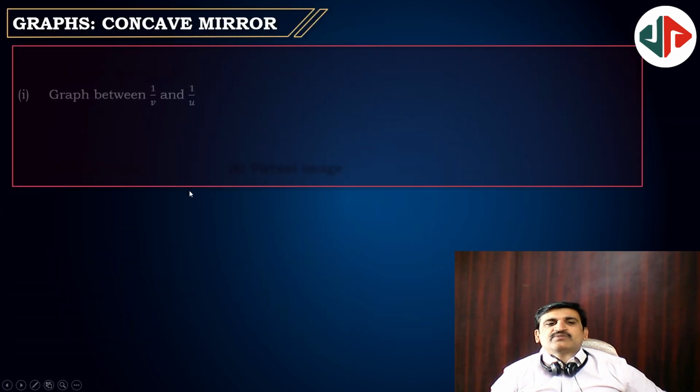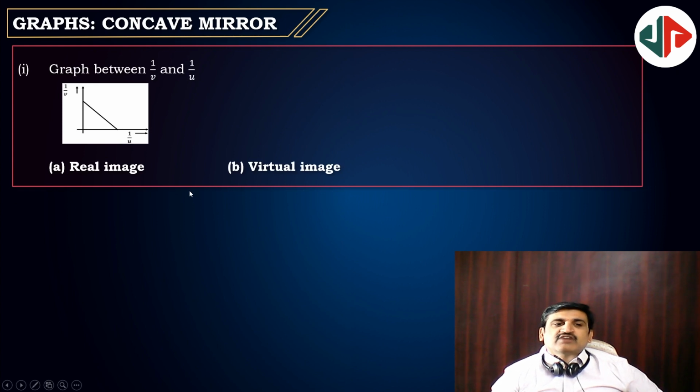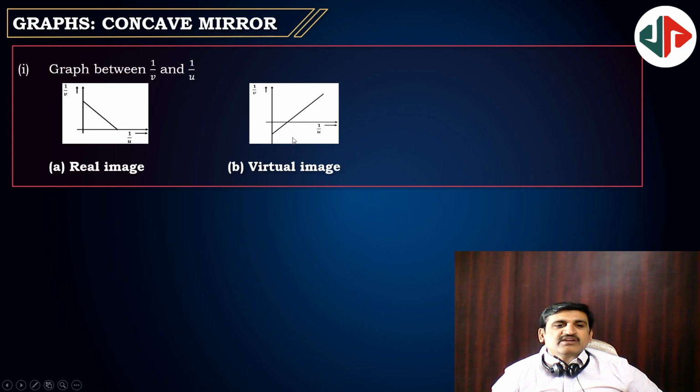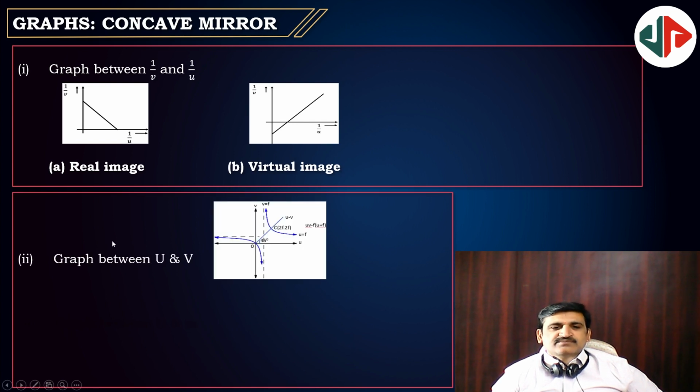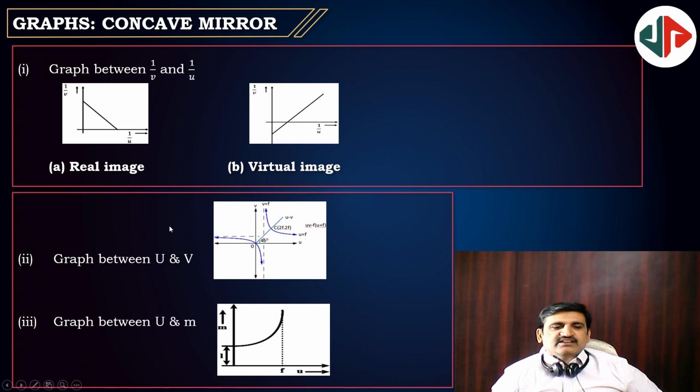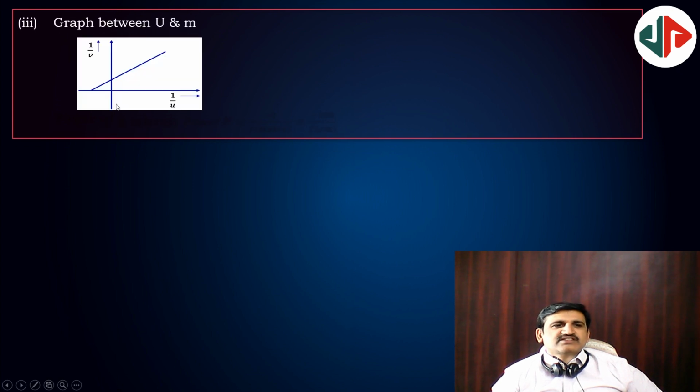Graphs for concave mirror. Concave mirror graphs: 1 by u versus 1 by v will be a straight line, and 1 by u, 1 by v for virtual image will come like this, for real image will come like that. And the u-v graphs will be like this. The 45 degree line will cut at 2F, 2C. Next, this is u and m. Next, all graphs in one place. Nice, right? These graphs you need to practice.